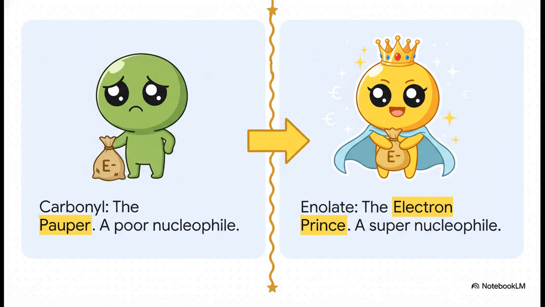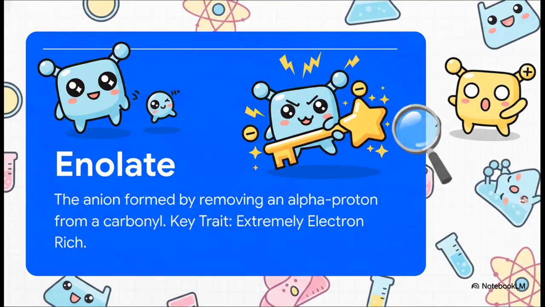I mean, just look at this change. It's night and day. We go from a carbonyl, our electron pauper, a pretty terrible nucleophile, to an enolate. This thing is just swimming in extra electron density. It's our chemical prince, a super nucleophile. It's ready for action. So that's what an enolate is. It's the negatively charged, super electron-rich version of our starting carbonyl. And it's the absolute key that unlocks this entire type of reaction. By creating it, we've basically made the powerful attacker that we needed all along.